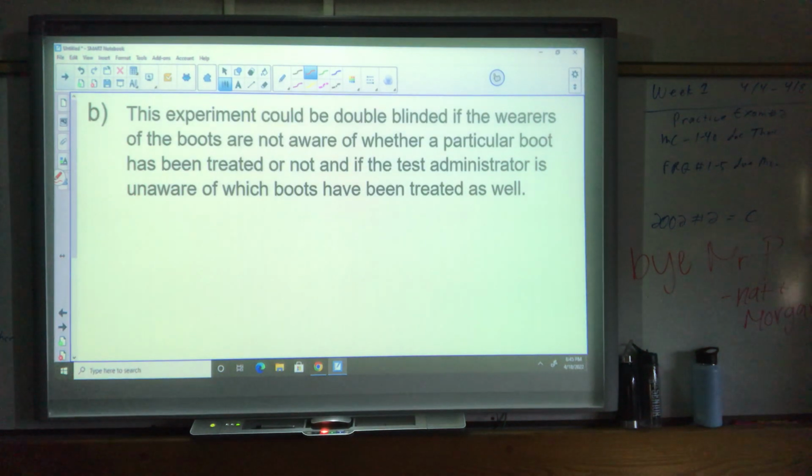Okay, and that should be here, part B. They could be double blinded. There we are. The wearers of the boots are not aware whether the particular boot has been treated or not, and the test administrator is unaware of which boots have been treated as well. That's very simple. Okay, question number 2.